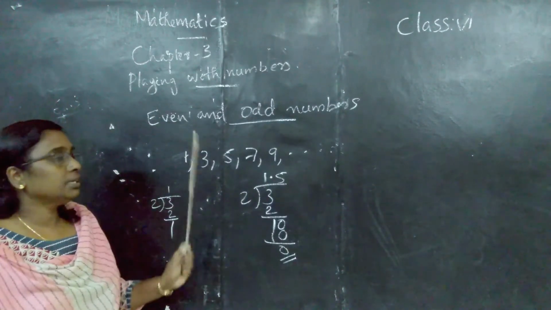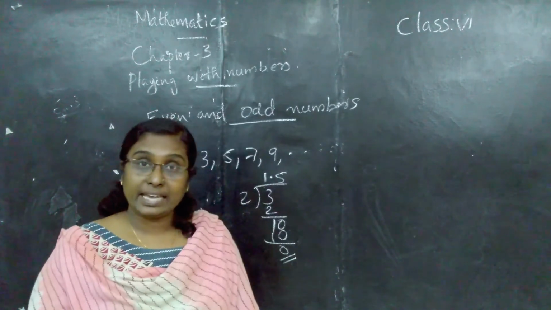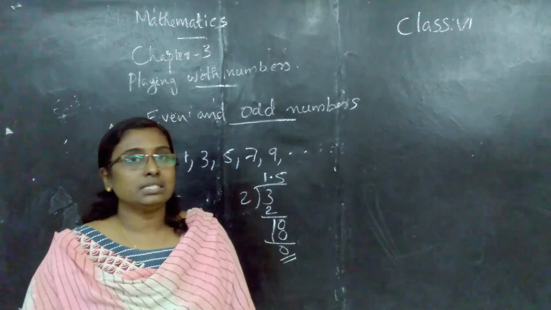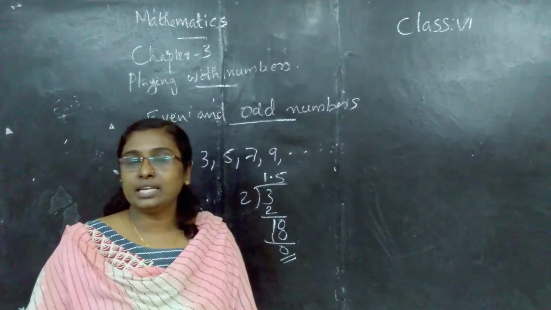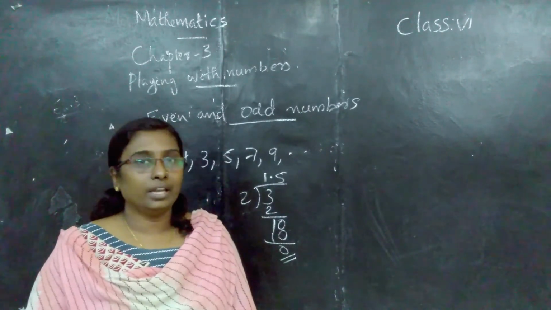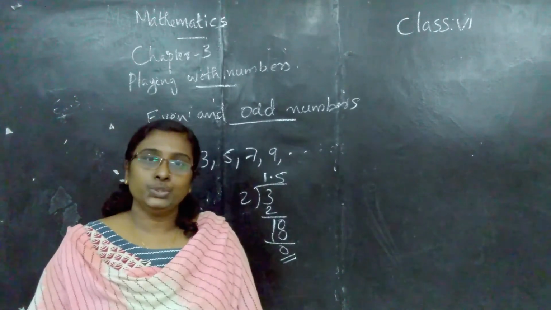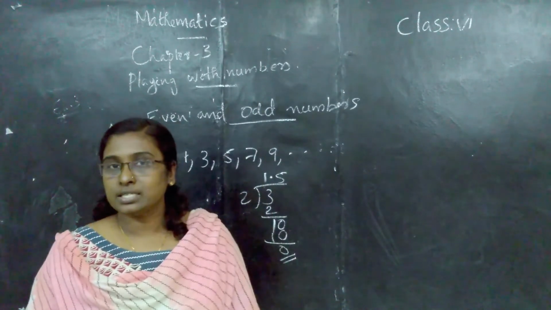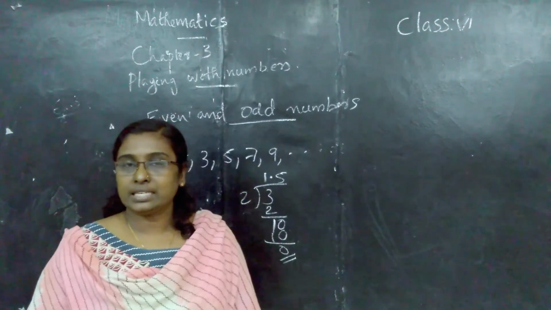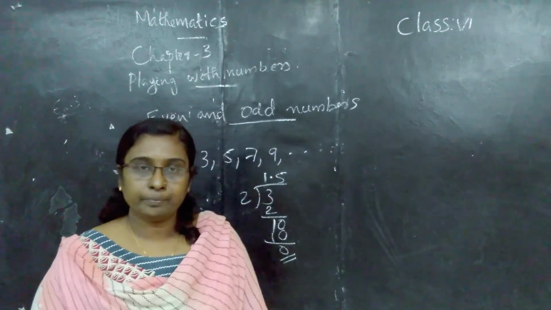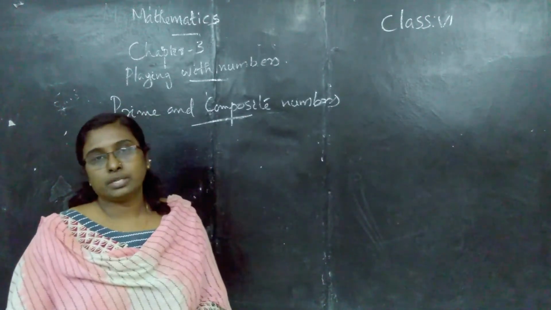Okay? So, what are even and odd numbers? A number which is exactly divisible by 2 is an even number. A number which is not exactly divisible by 2 is an odd number. Say some examples for even numbers. 2, 4, 6, 8, etc. are even numbers. 1, 3, 5, 7, etc. are odd numbers. Okay. Next topic is prime and composite numbers.